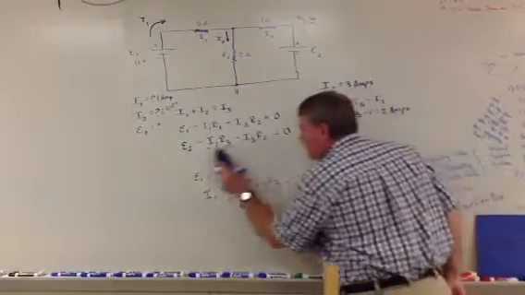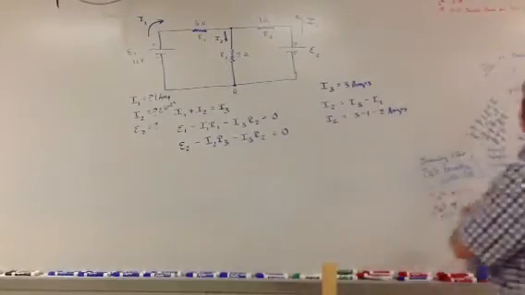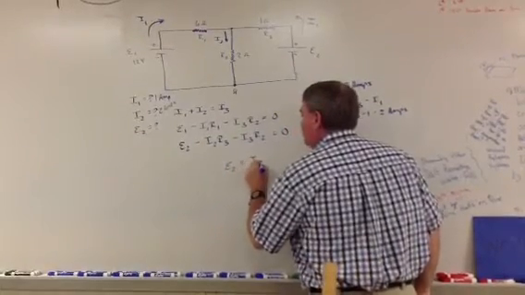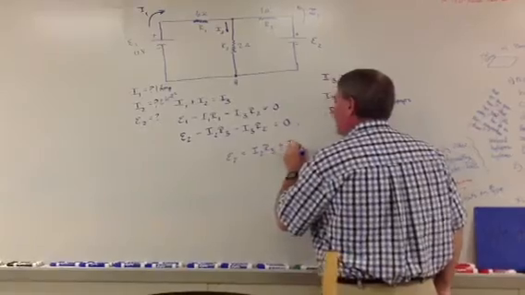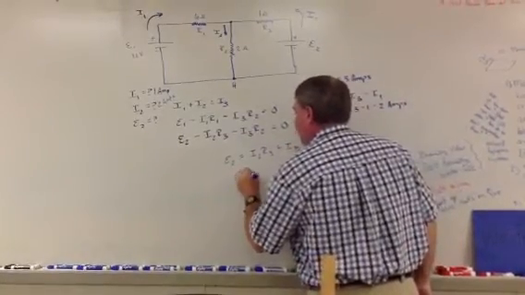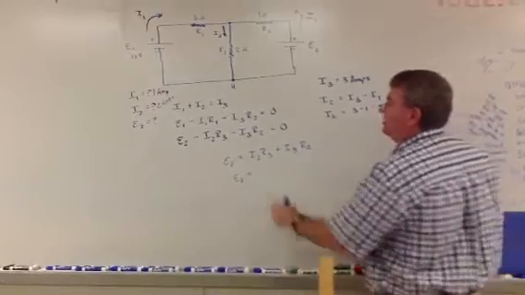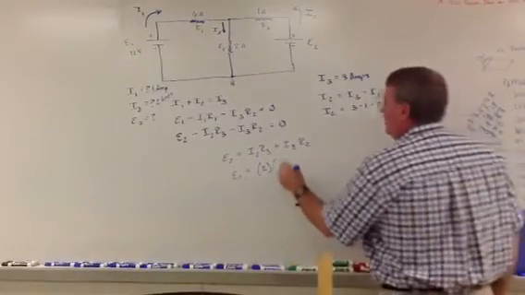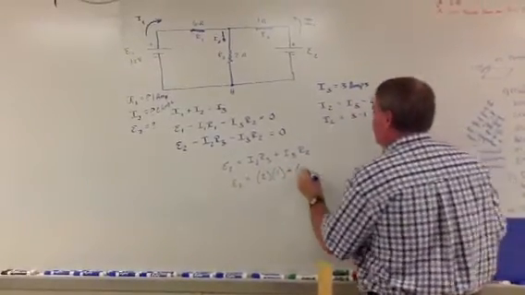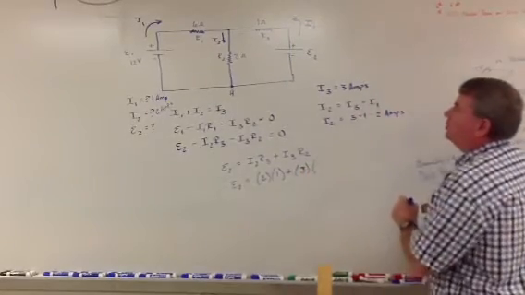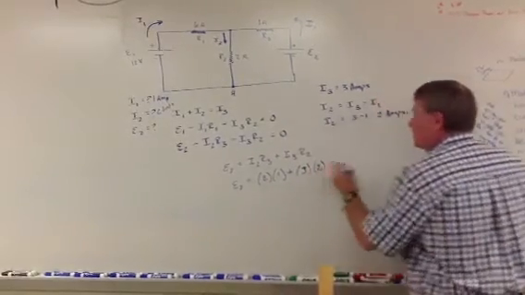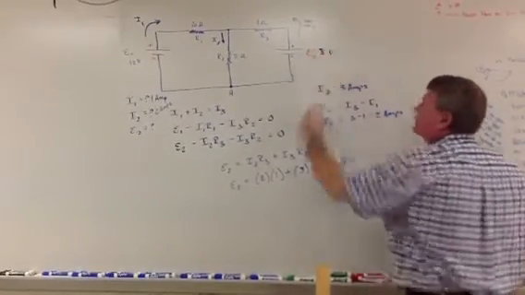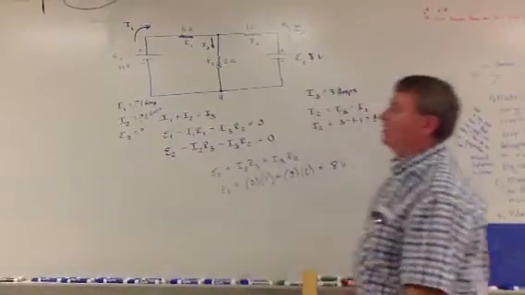So I need this space, so I'm going to erase this. E2 is equal to I2R3 plus I3R2. E2 is equal to I2, which is 2, R3 is 1, I3 is 3, and R2 is 2. So that's 2 plus 6, which is 8 volts. And that gets us all of our values. All right, and that's how to use the loop rules.